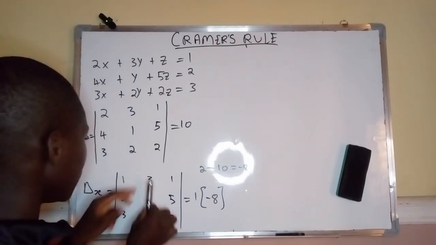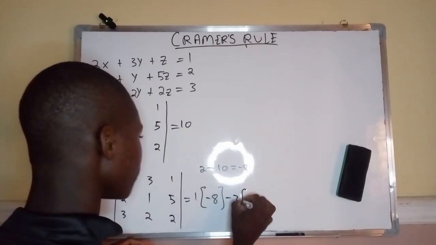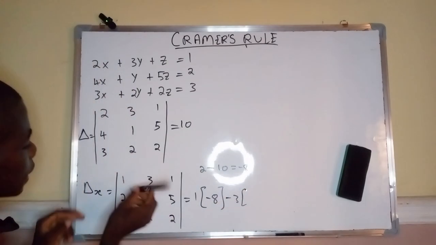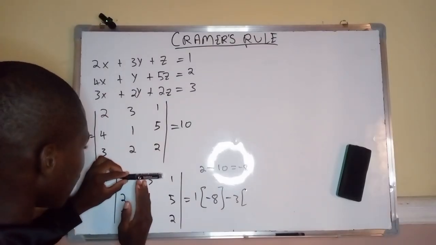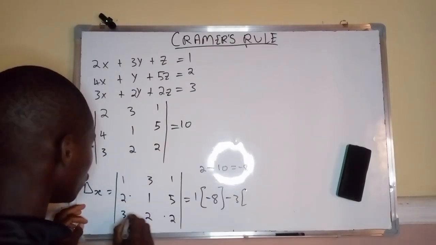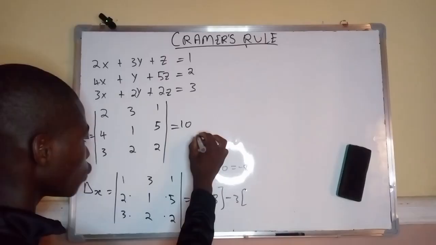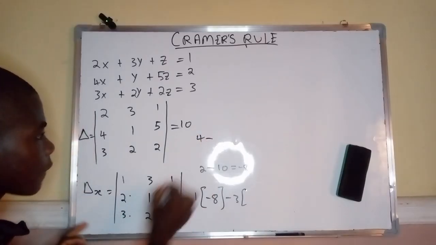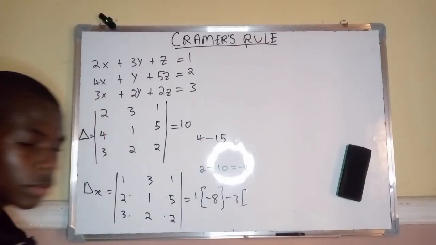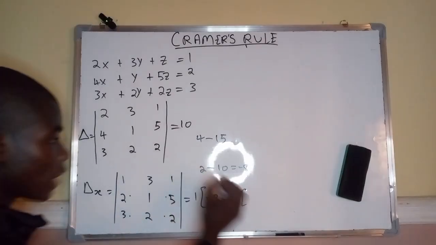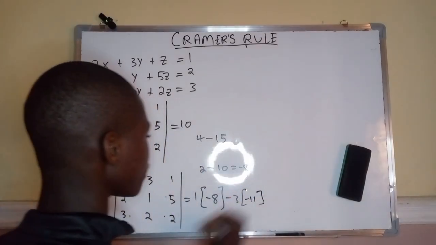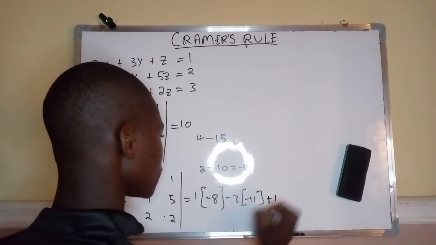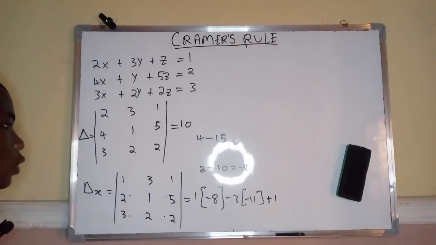So therefore, for 3, I will say minus 3. I will delete this row and this column. So therefore, I'm having 2, 2, 3, and 5. 2 times 2, which is 4, minus 5 times 3, which is 15. So therefore, I'm having minus 11, and therefore plus 1.